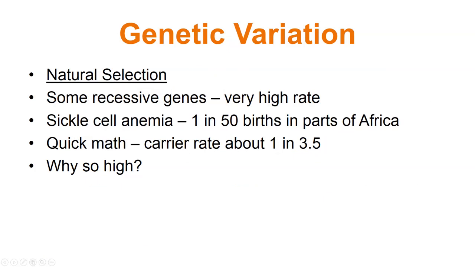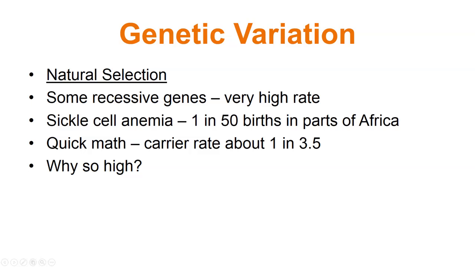However, even with natural selection, you do have some genes that are at a higher rate than what you would expect. A very good example is sickle cell anemia. Sickle cell anemia is a very severe disease, absolutely affects the fitness of an individual. It's possible for them to have children, but it's a very severe disease, and it's absolutely going to affect their ability to have children.